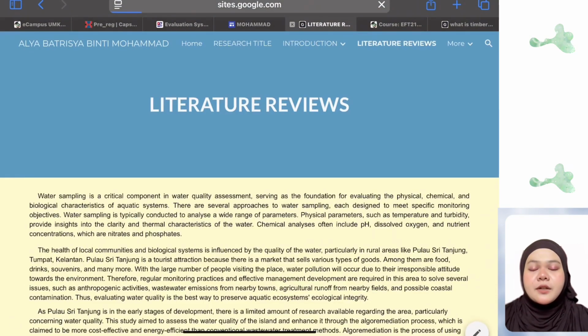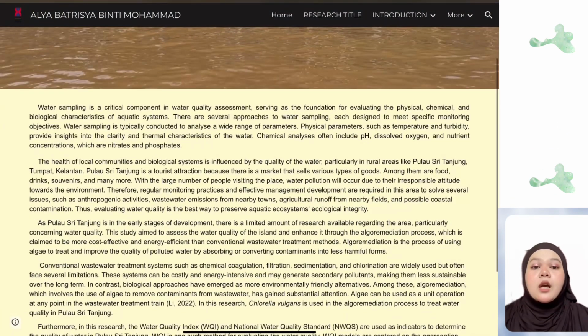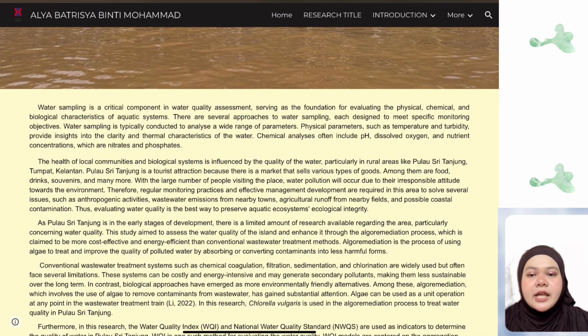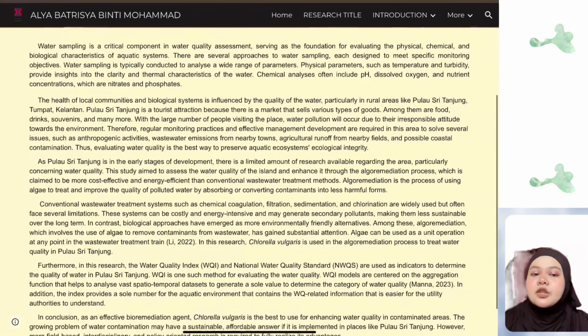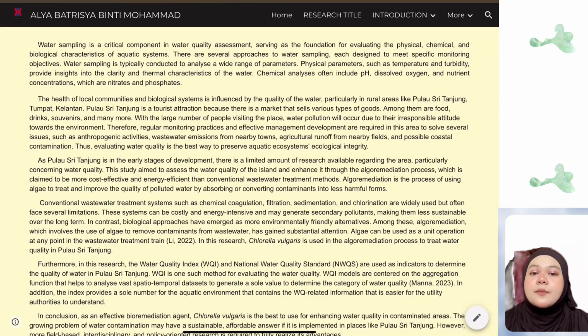For the literature review of this study, water sampling is a critical component in water quality assessment, serving as the foundation for evaluating the physical, chemical, and biological characteristics of aquatic systems. There are several approaches to water sampling, each designed to meet specific monitoring objectives.